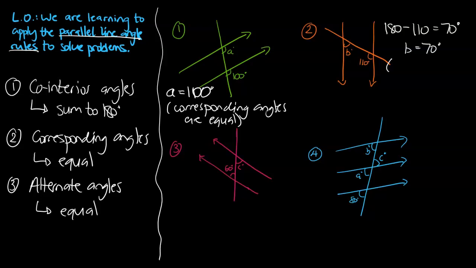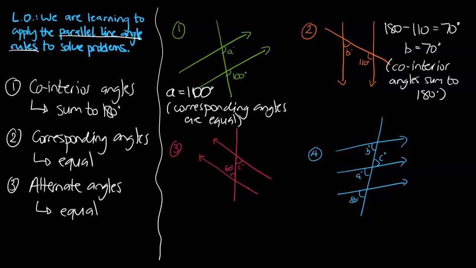And think of your reasoning. Why is this? That's because co-interior angles, it's really important, once I've figured out that they're co-interior, I definitely need to write it: co-interior angles sum to 180 degrees.